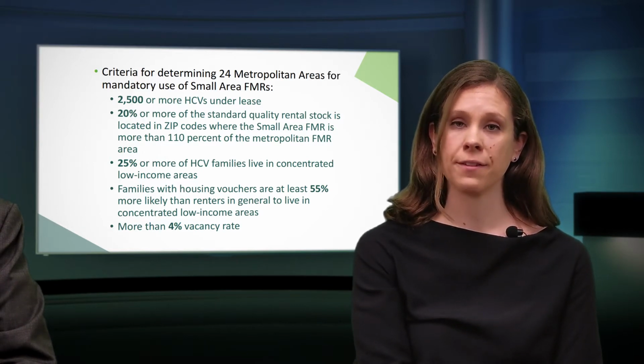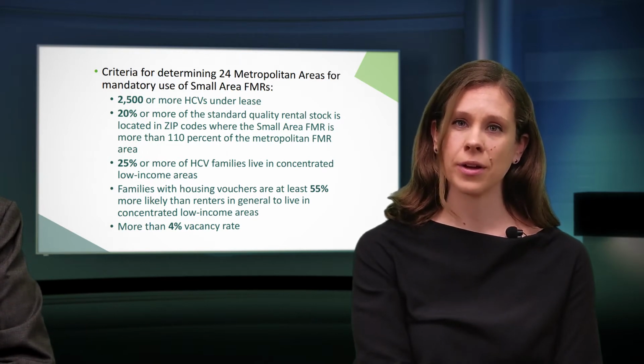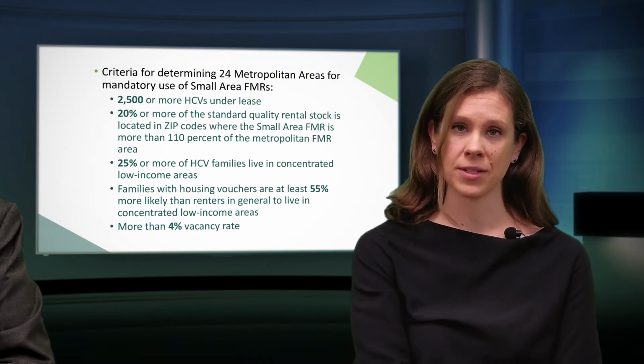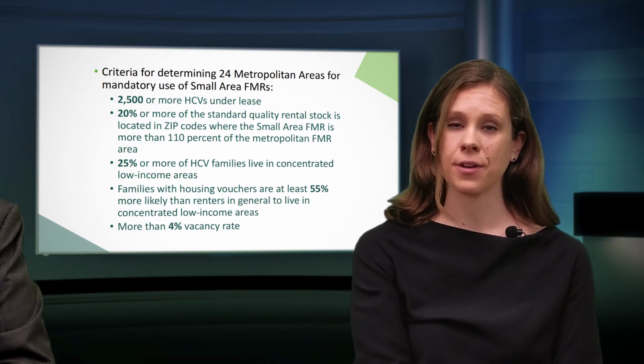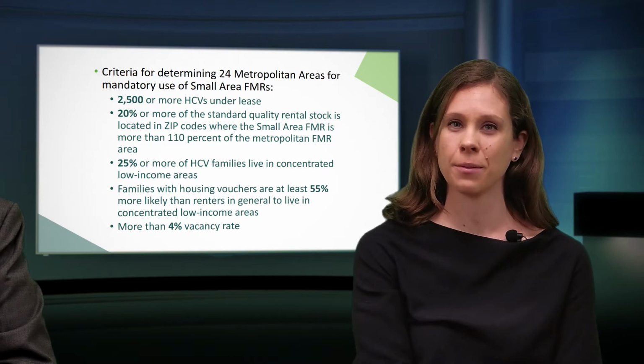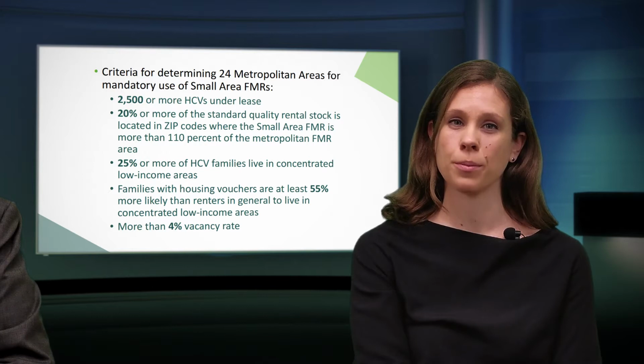1. At least 2,500 HCVs are under lease in the metropolitan FMR area. 2. At least 20% of the standard quality rental stock within the metropolitan area is located in zip codes where the small area FMR is more than 110% of the metropolitan FMR area. 3. At least 25% of families with housing vouchers live in concentrated low-income areas. 4. Families with housing vouchers are at least 55% more likely than renters in general to live in concentrated low-income areas. And 5. The vacancy rate for the metropolitan area is greater than 4%.